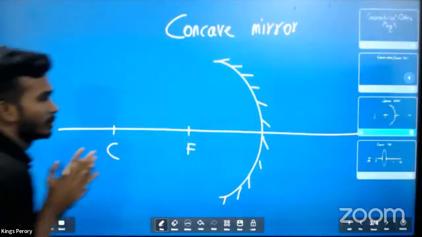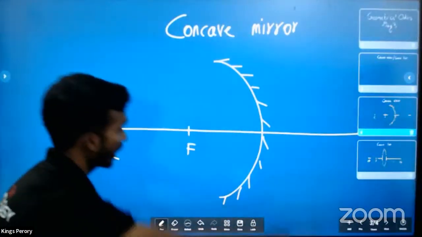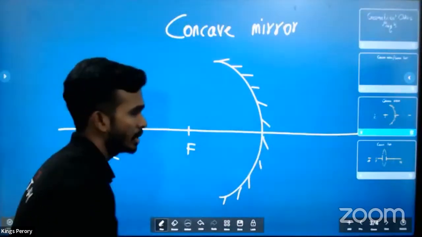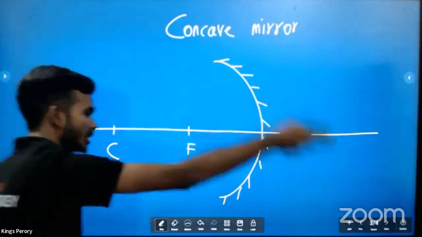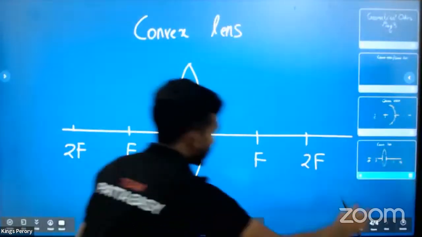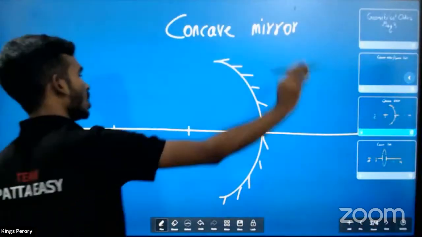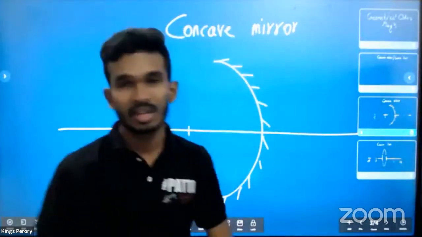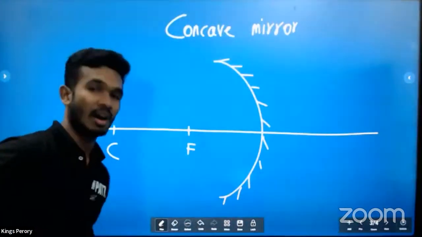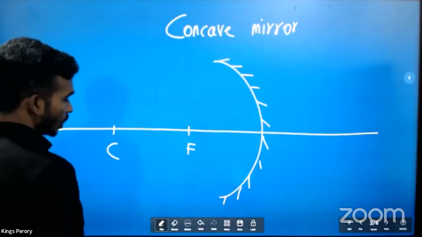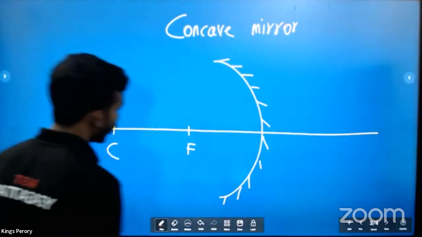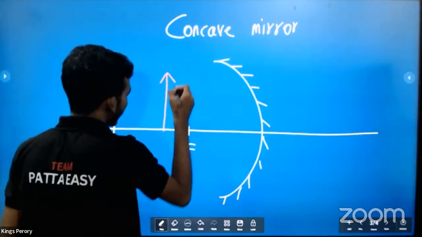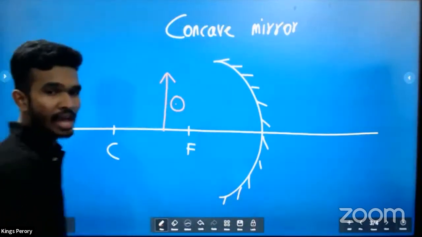Now listen very carefully. Our main job is to take the object, keep it in front of the mirror, and check where the image is formed, real or virtual, upright or inverted, and the size. Same thing with the lenses. That means we have to take the object and keep it in front. Now practically think and tell me, can I take you and keep you in front? It's practically hard. So our object is going to be an arrow.